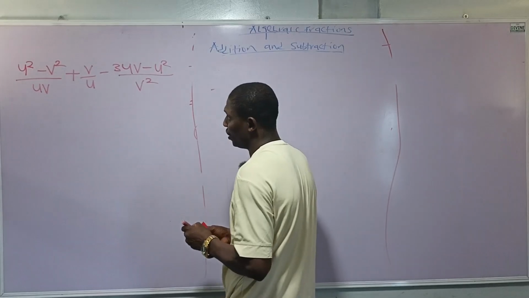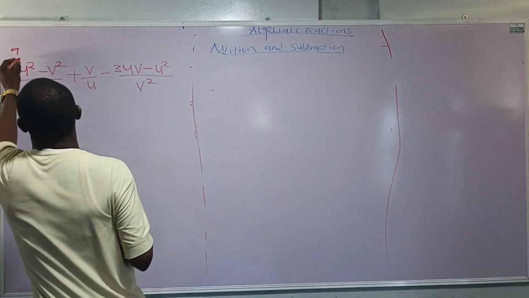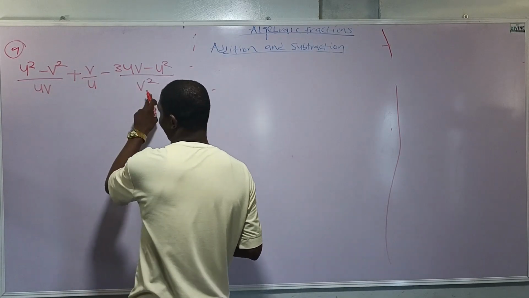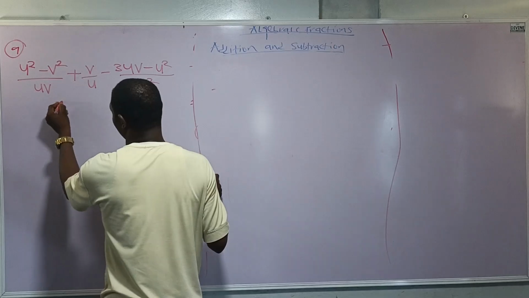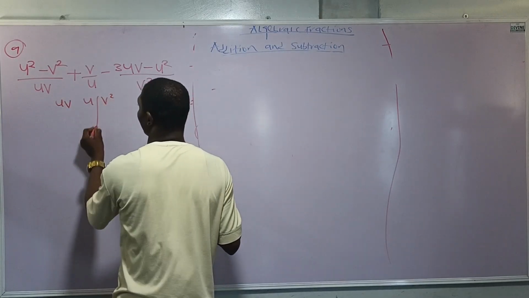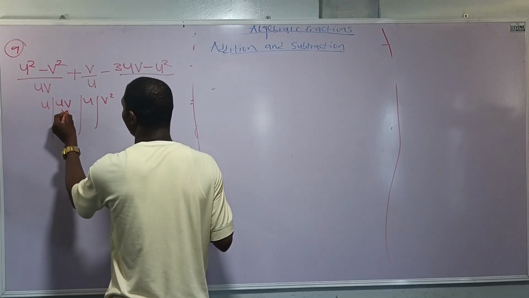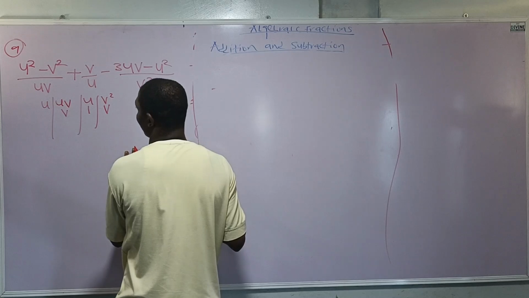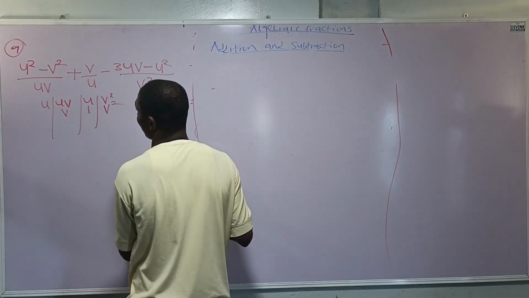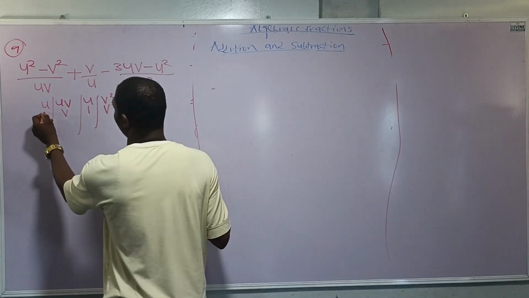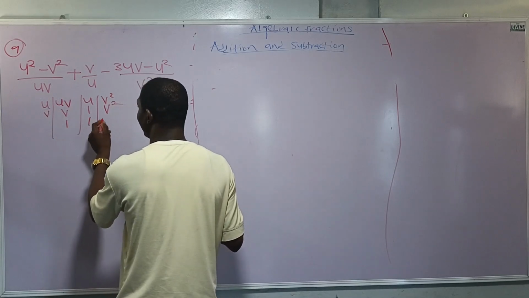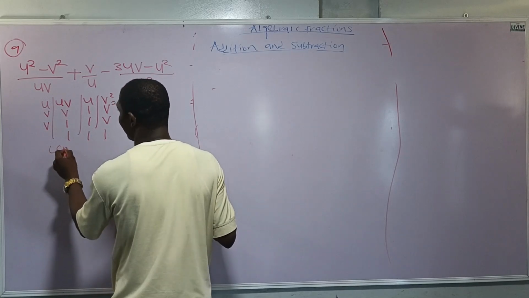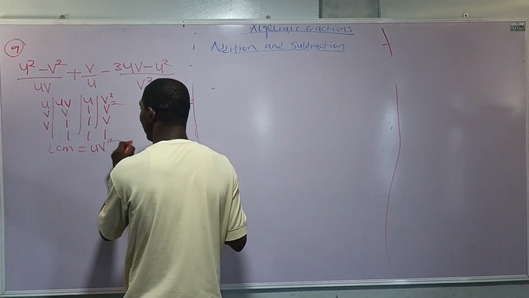So here is the question on the board again. And this happens to be question 9. I have uv, u and v square at the bottom. So let's say our LCM of uv, u and v square. So u goes in gives me v, gives me 1, gives me what? V square rather. And v goes in gives me 1, gives me 1, gives me v. And v goes in gives me 1, 1, 1. So my LCM is equal to what? uv square.